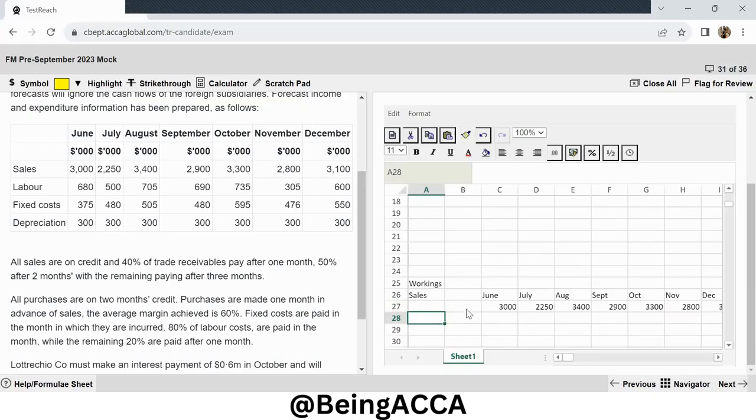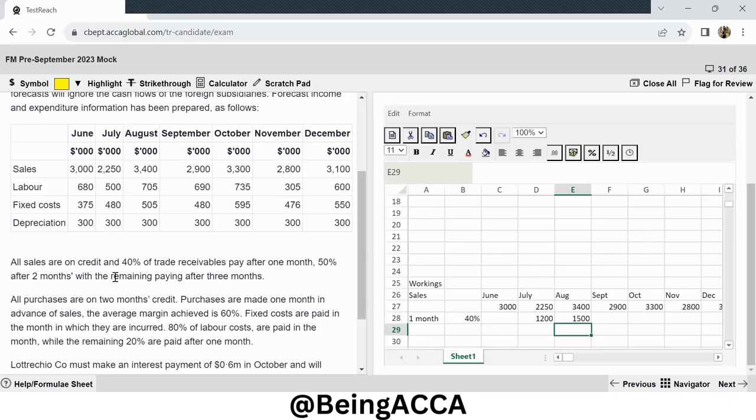Then I am told that in 1 month's time, how many people pay? 40% of the receivables pay after 1 month. So I'm just going to put 40%. And so that means that 40% of these sales in June will be paying me in the month of July. So I can write 40% of this amount over here. So I will be receiving this much in July. Then 50% pay after 2 months. So that means 50% of this figure I will be getting in the month of August.